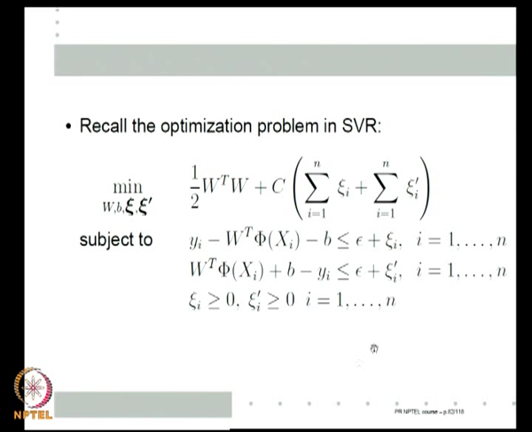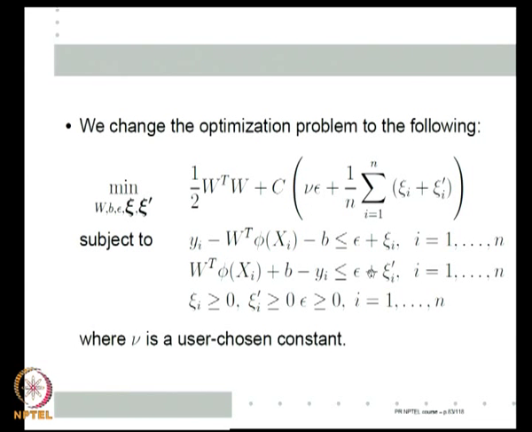Now, in the new formulation, I want to optimize on epsilon also. So, I add epsilon as an extra parameter for optimizing, and I put nu epsilon inside here. Otherwise, the constraints remain the same, epsilon just became an optimization variable. I am just saying on the C side, in addition to your old parameters, I put nu epsilon, where nu is a user chosen constant.